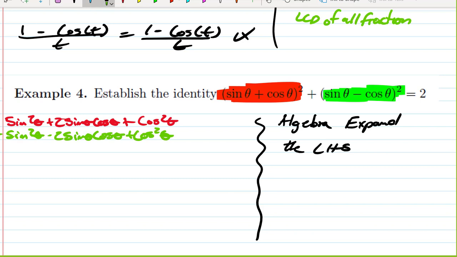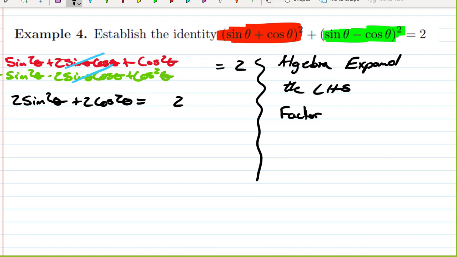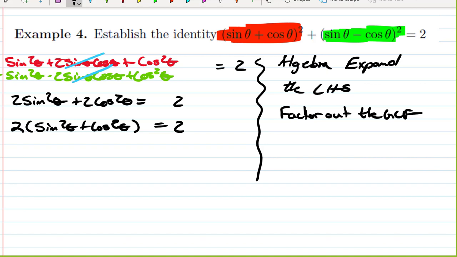So then when we collect our like terms, the thing that's interesting is in the middle. Those reduce out. And then sine squared theta plus sine squared theta is 2 sine squared theta. Cosine squared theta plus cosine squared theta is 2 cosine squared theta equals, and we want to show that all of this was equal to 2. So now we're going to factor out the GCF. And our GCF is 2, and that leaves behind sine squared theta plus cosine squared theta equals 2.